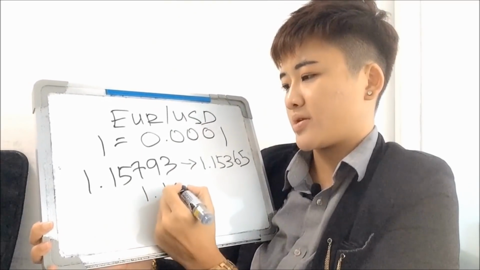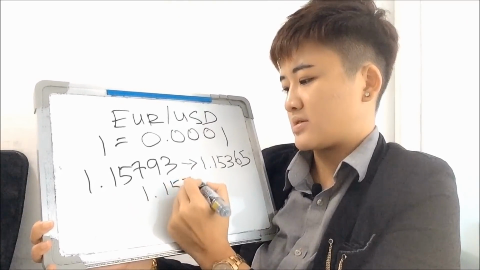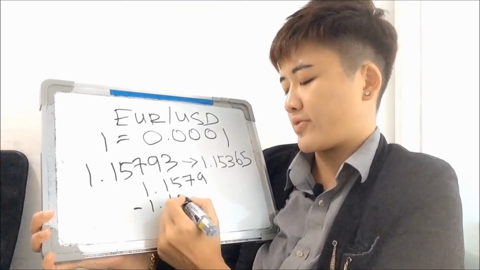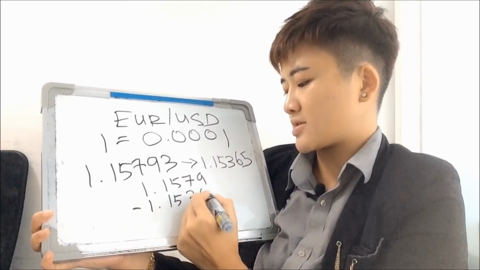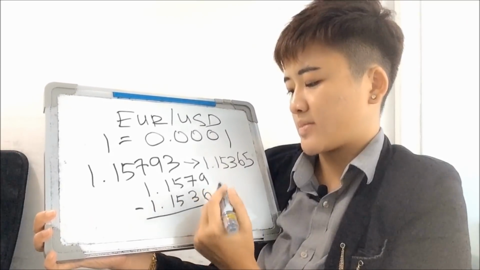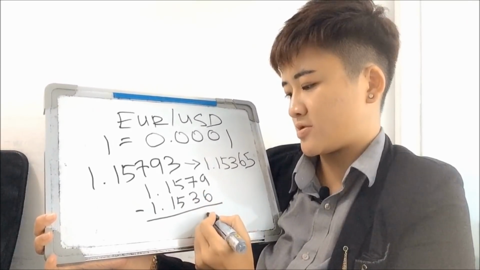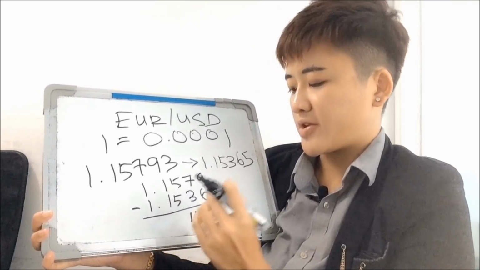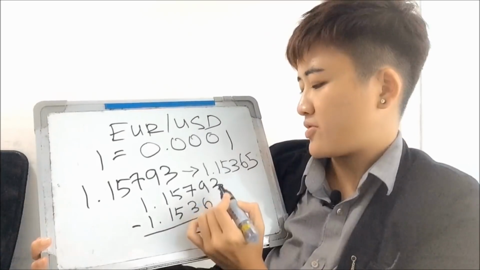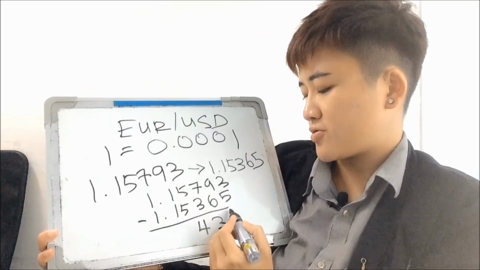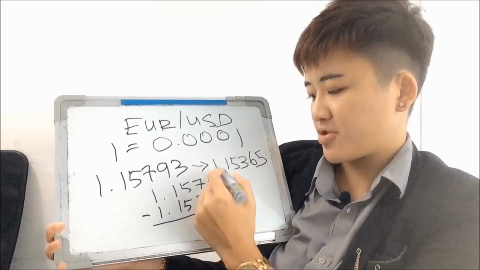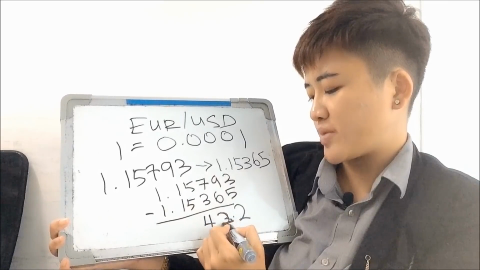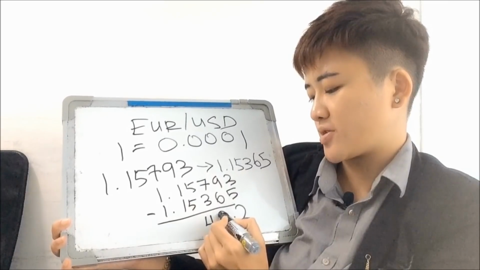So we take 1.1579 minus 1.1536. Do your math. 9 minus 6, 3, then 43 pips. If you put in the last number, 3 and 5.2, you do your math, 8 minus 6, then it would be 42.2 pips. Okay, 42.2 pips.